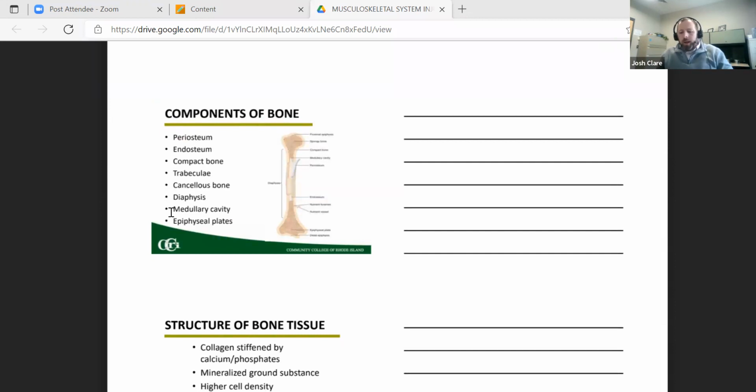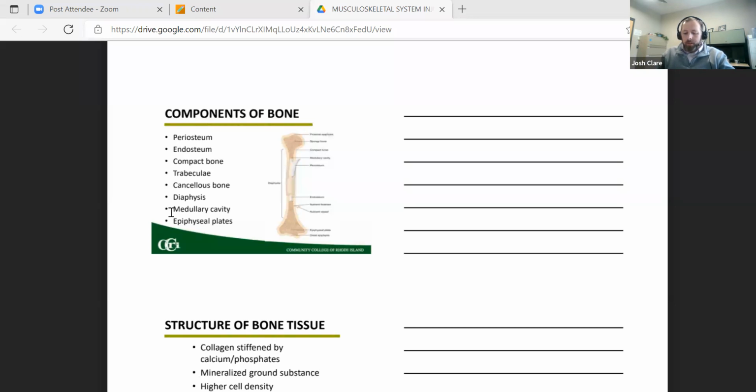Some bone anatomy to quickly review. The periosteum is a highly vascular outer covering of the bone. So that's the most superficial layer of it. It's where the bone gets all of its nutrients from. That vascular tissue is going to drive blood flow into it.